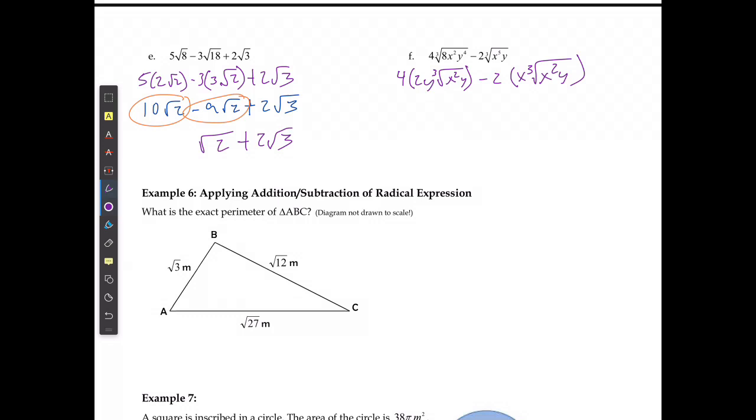So what I actually have is 8y and the cube root of x squared y minus 2x and the cube root of x squared y. And these ones, unfortunately, I can't combine because even though the radicands and the indexes are the same, they do have different variables on the outside, so I can't actually combine those variables.